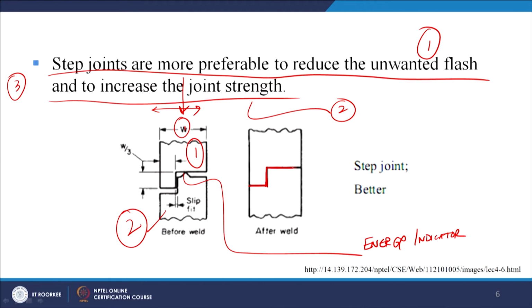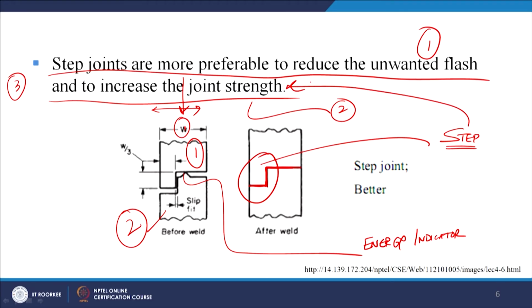This red line now indicates the final joint which has been achieved, and this is what we are calling the step. So, this step joint will give us better joint strength and will also reduce the unwanted flash which can otherwise be generated. We can see here there is a slip fit also which helps to join the two parts together.